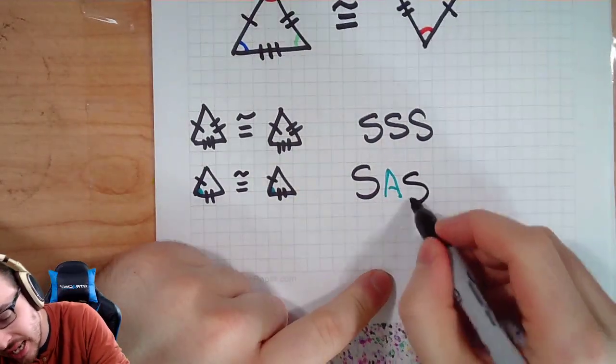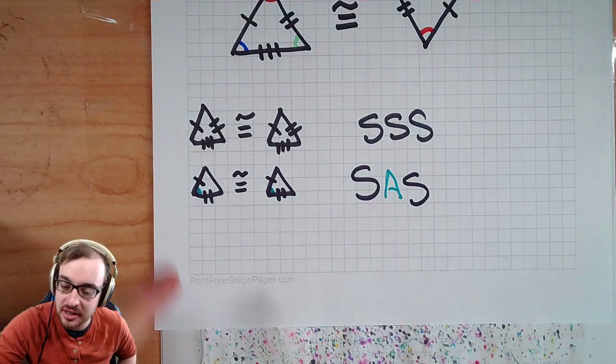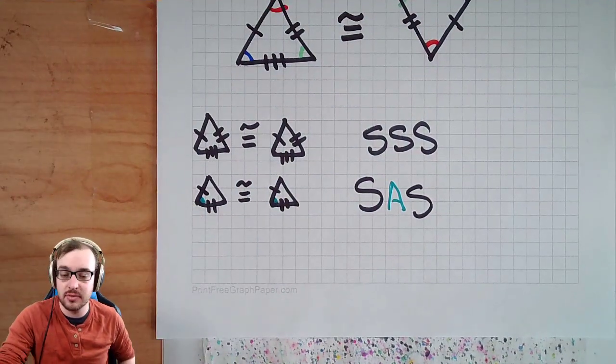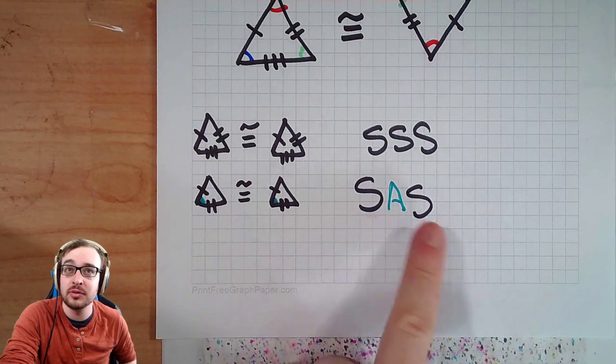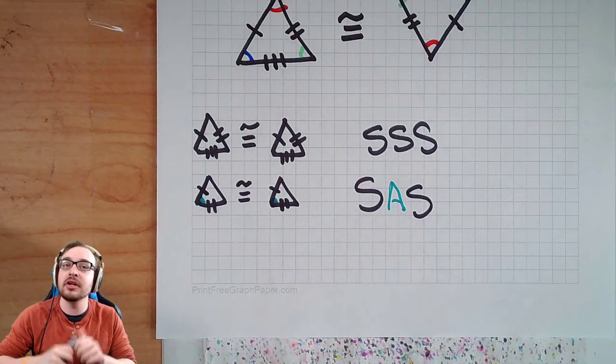And the reason we call it side angle side and not ASS is because the angle is in between the two sides, right? And that's what this shows, an angle in between two sides. And so if we have that, we know the triangles will be the same.